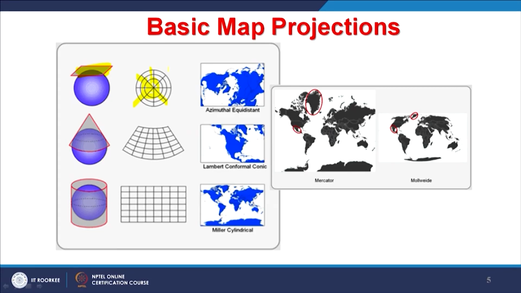When I am moving to the cylindrical projection, I have a very good representation in the form of rectangles. So, my longitude and latitude would appear as straight lines. However, if we compare the boundaries of these continents or countries, that is where the distortions are coming.